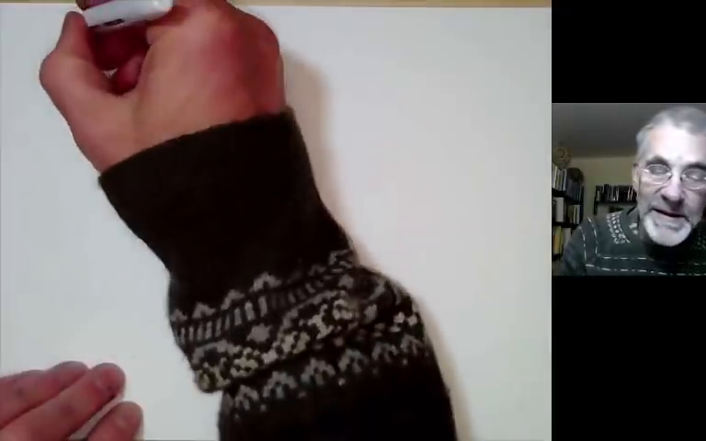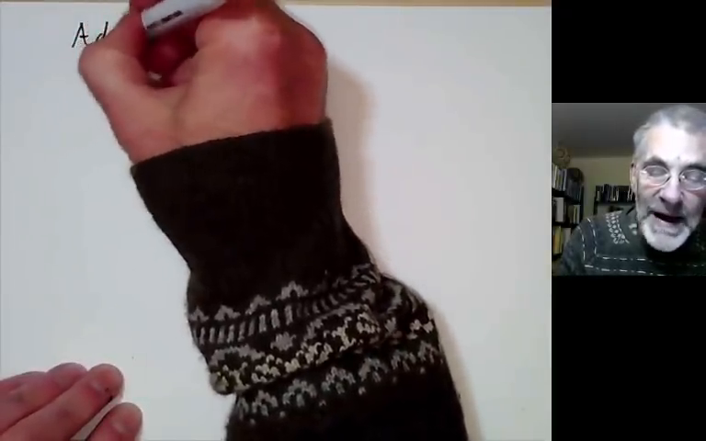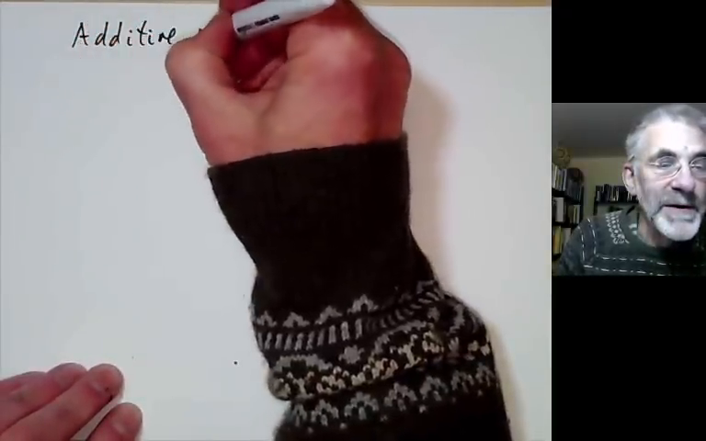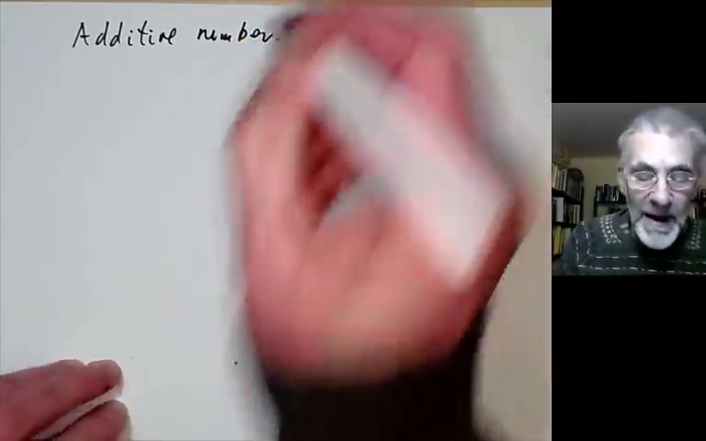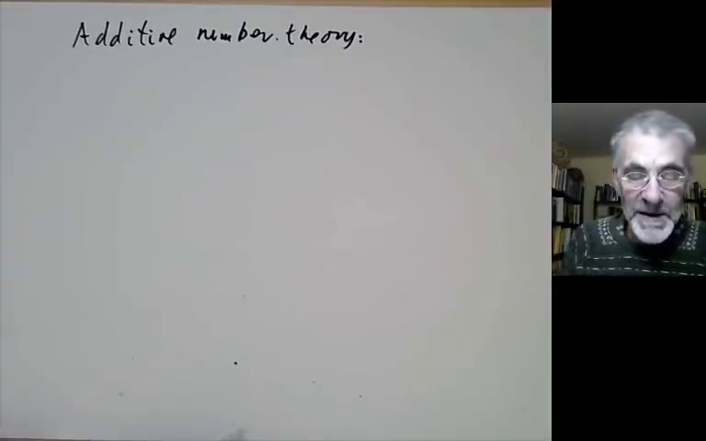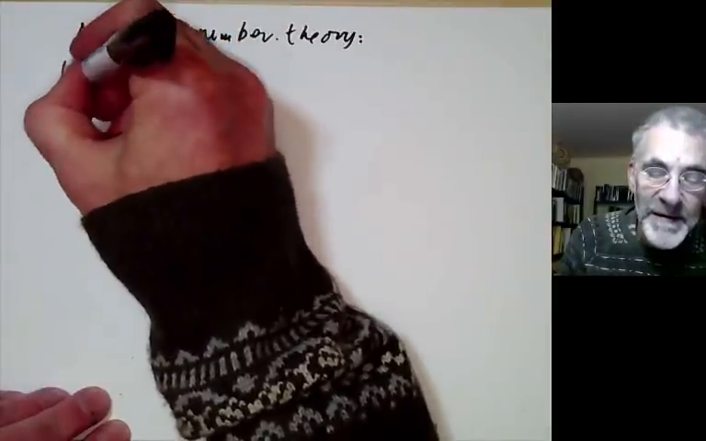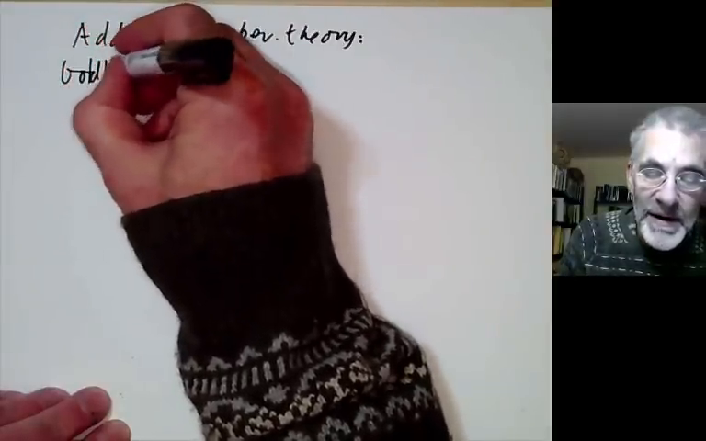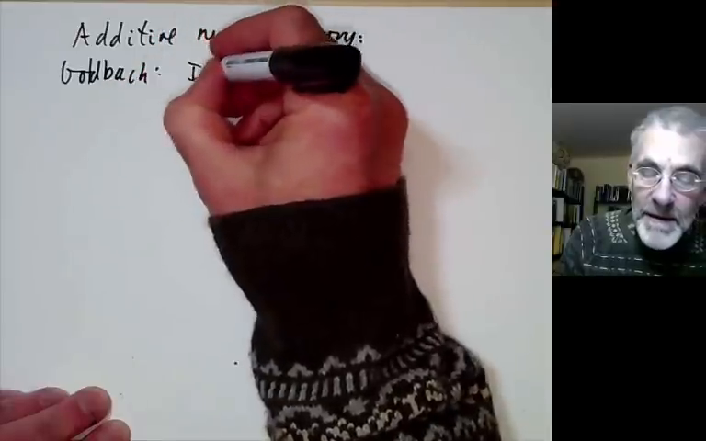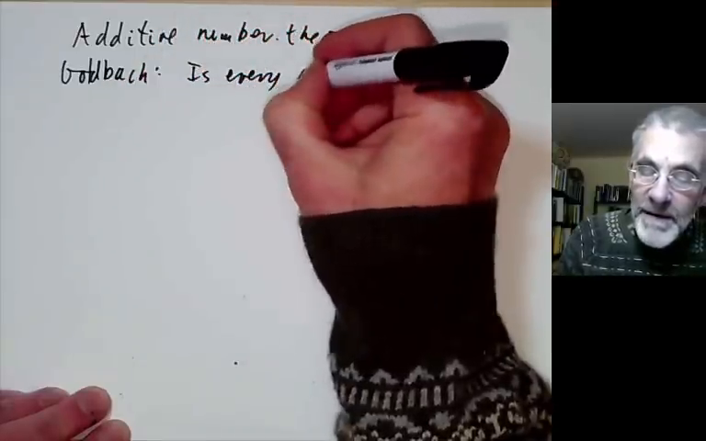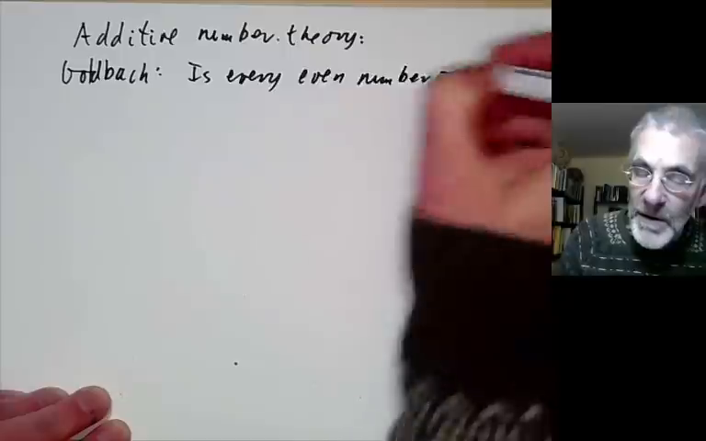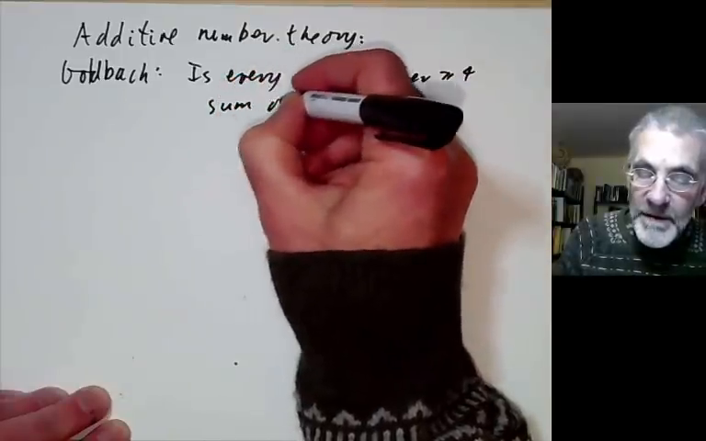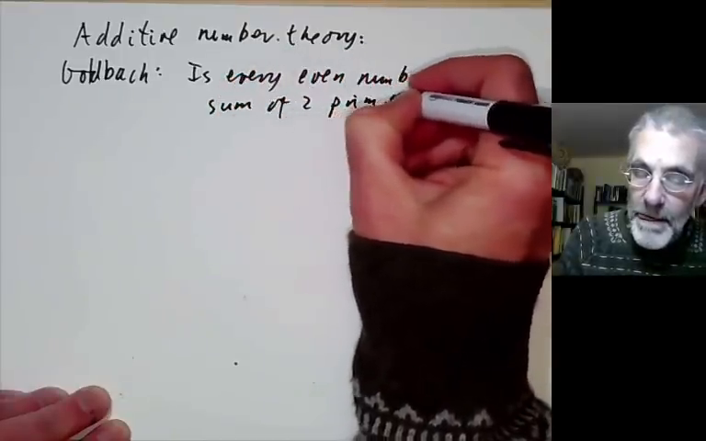Next, I want to discuss another branch of number theory called additive number theory. So additive number theory sort of asks about what happens when you try adding things together. For instance, there's a very famous one due to Goldbach, which says, is every even number greater than or equal to 4 a sum of 2 primes?